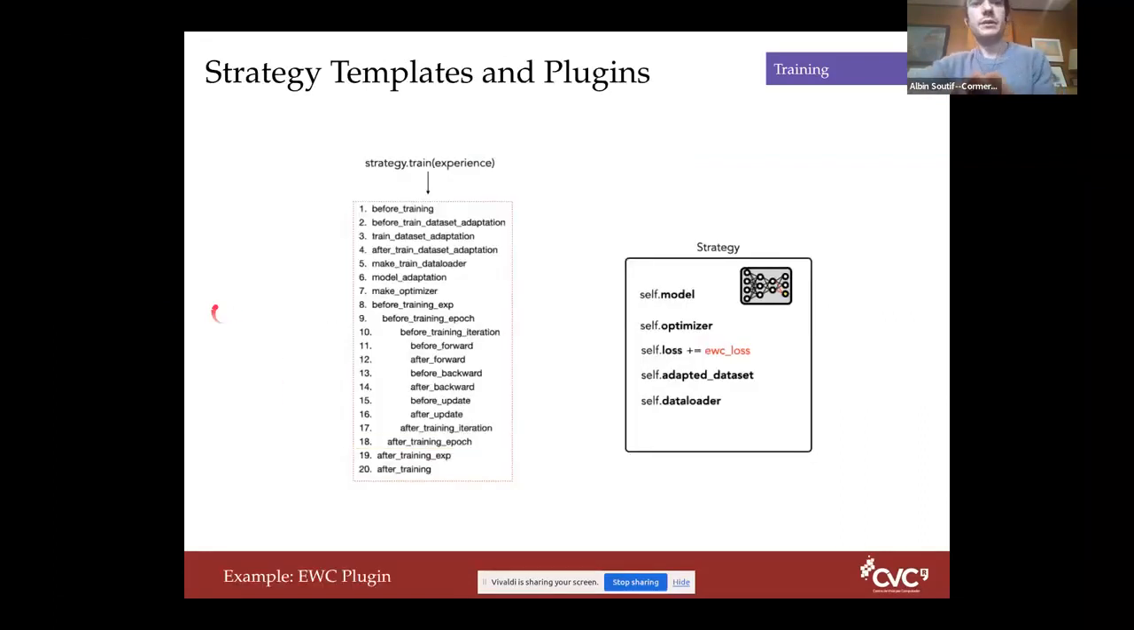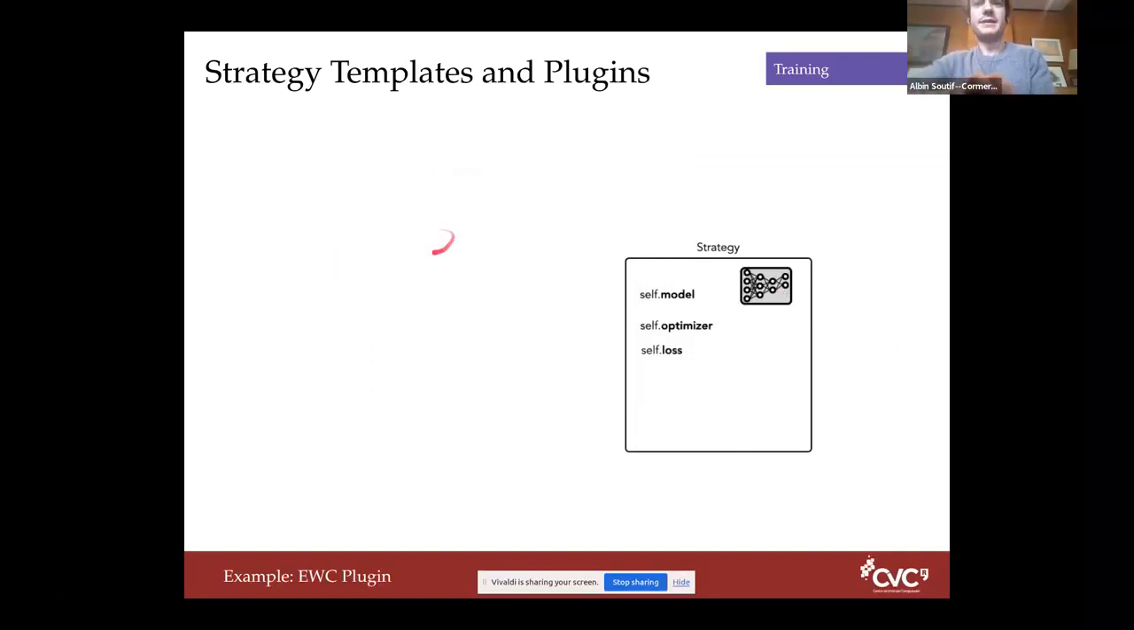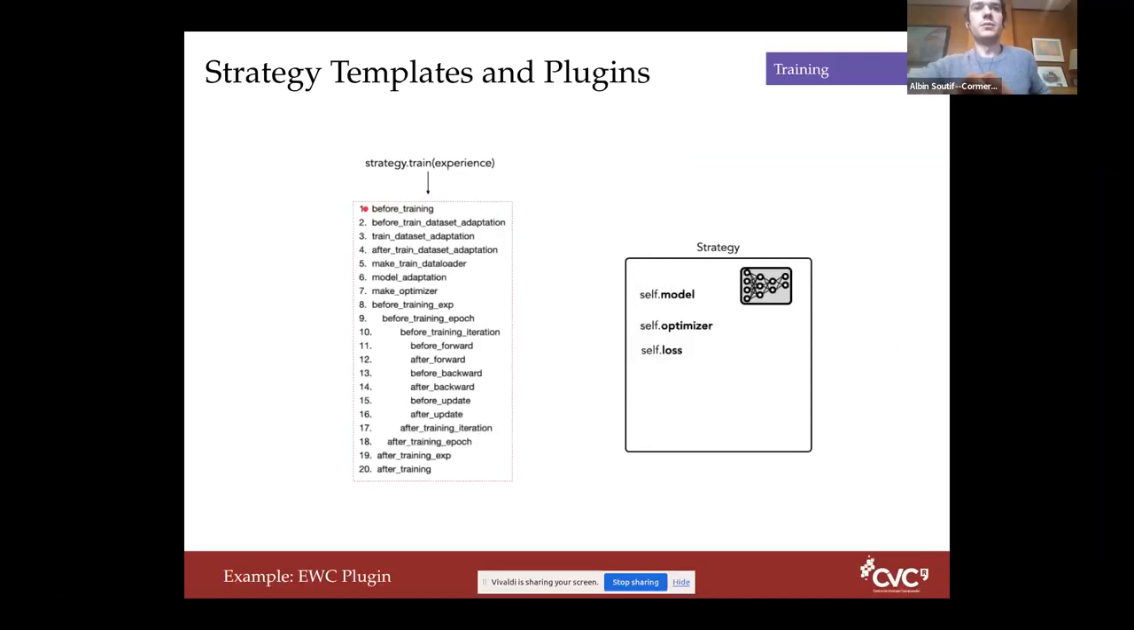Okay, here I give you another example that is an animation made by Hamed. It is a very nice animation of how the EWC plugin works in Avalanche. We'll see the algorithm calling the callbacks one by one and doing some operations only at some callbacks. So for instance, here it creates a training dataset, initializes the data loader. And we will see that, for instance, in the before backward callback, it will add a component to the loss, which corresponds to the EWC loss.